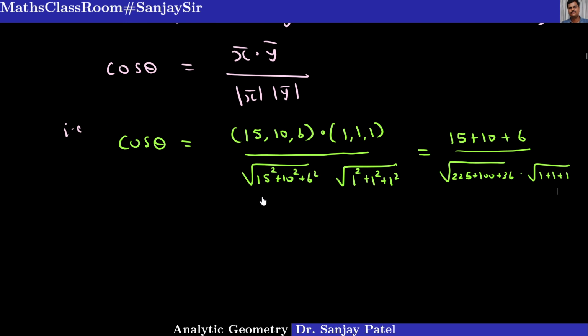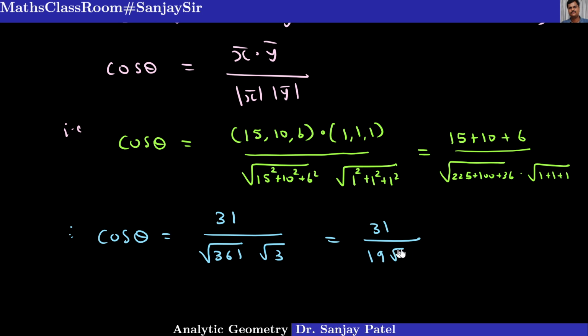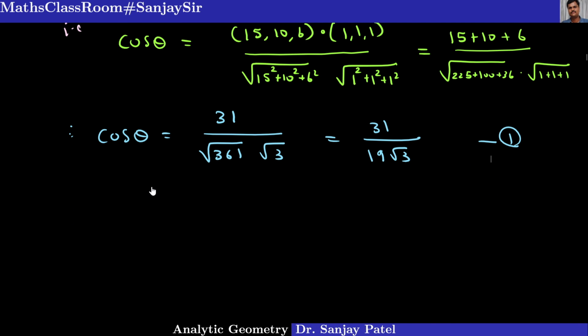So simplifying, what you will get is the value of cos theta is equal to, here 15 plus 10 is 25 plus 6, 31, upon square root of 325 plus 36 is 361, into root 3. So finally this is nothing but 31 upon 19 into root 3. 31 upon 19 into root 3. We cannot find the value of theta, and actually we do not want the value of theta in the equation, because we have the equation of the right circular cone.